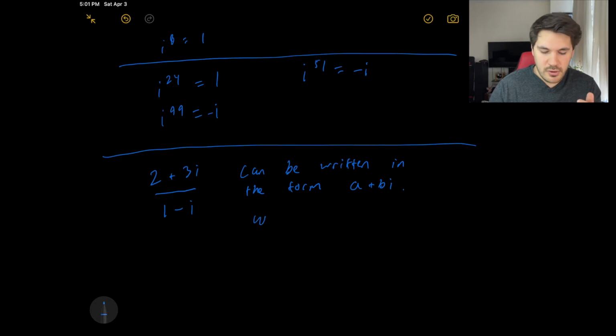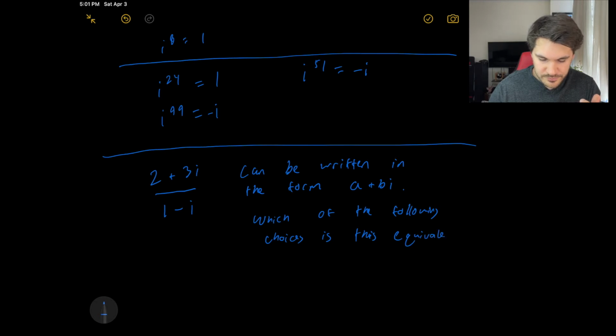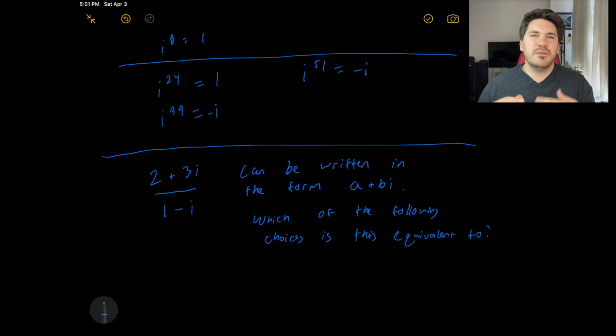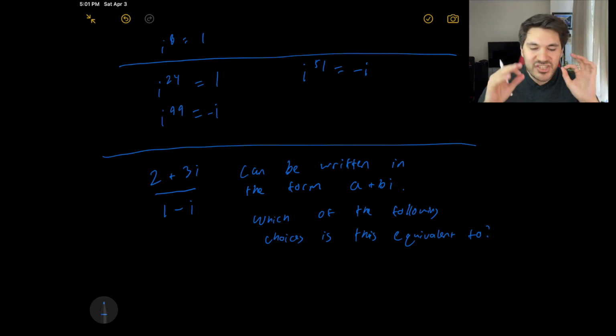Then they're going to ask you which of the following choices this is equivalent to. They might rephrase it slightly differently, but this is basically what it's going to be. They're going to give you an equation like this with i's and real numbers, so imaginary numbers and real numbers. They're going to say it can be written in the form of a real number plus an imaginary number, and they're going to ask you this is equal to which of the following.